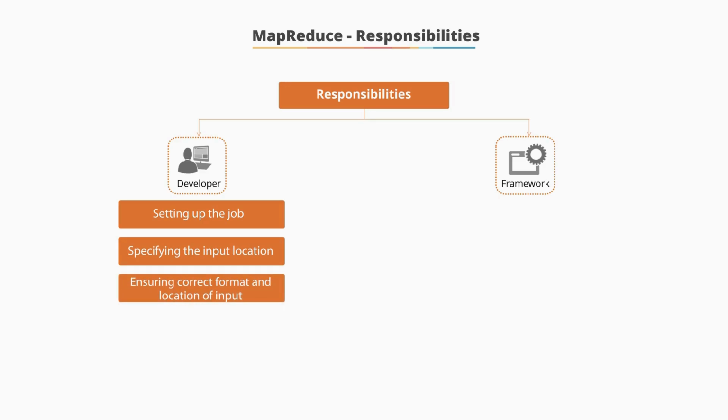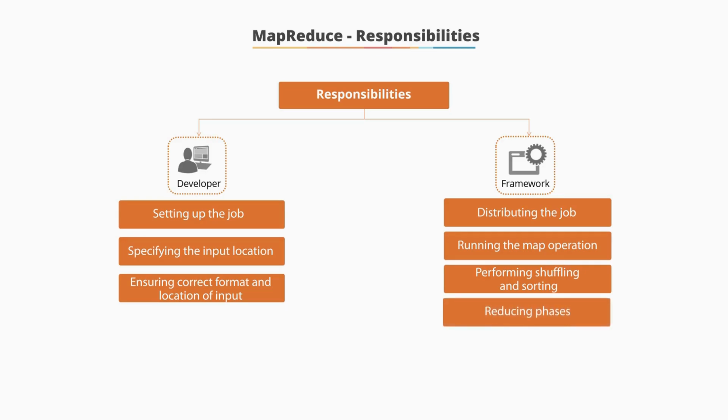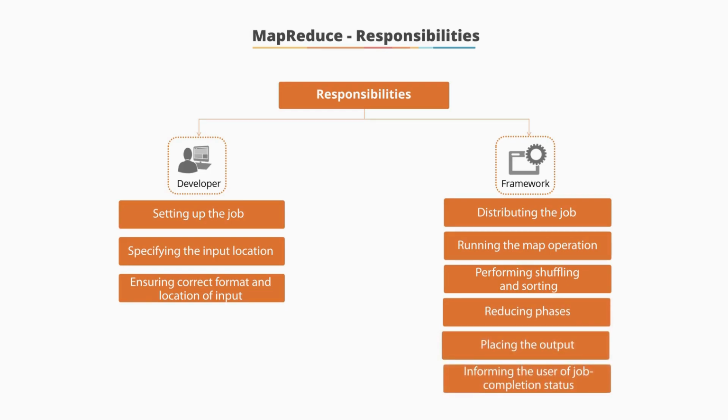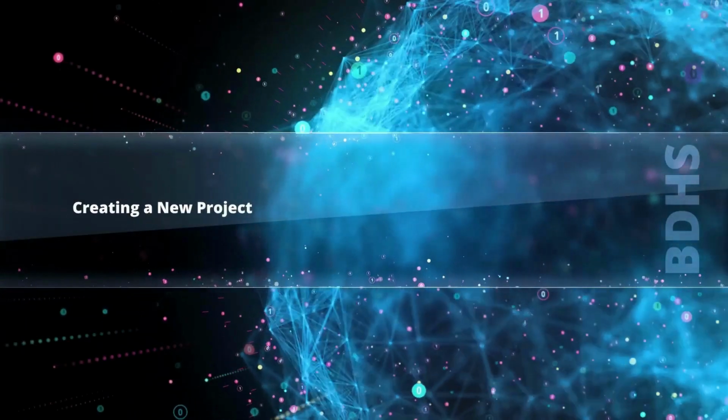The framework responsibilities of MapReduce are distributing jobs among the application master and node manager nodes of the cluster, running the map operation, then performing the shuffling and sorting operations. Next are the optional reducing phases, and finally placing the output in the output directory and informing the user of the job completion status.